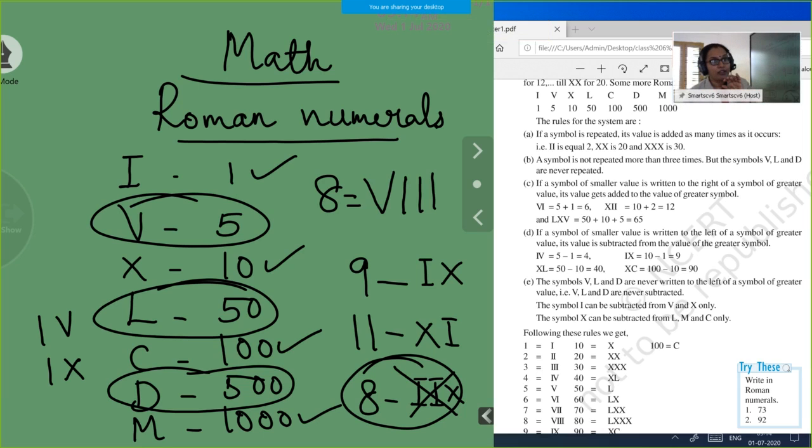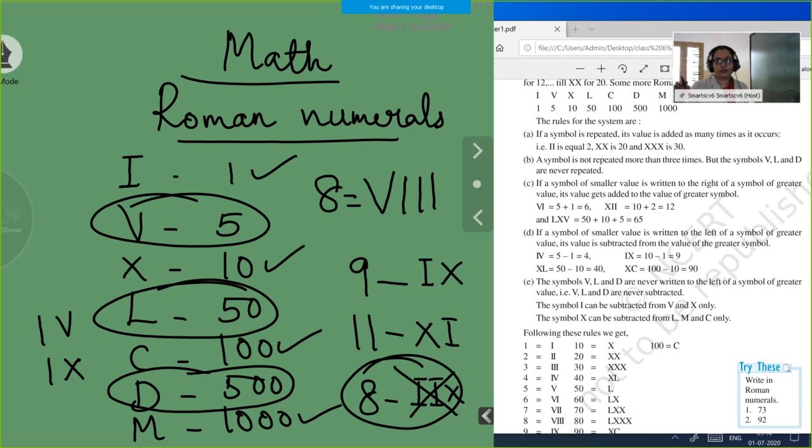But the symbols V, L, D are never repeated. If it is V, we will not repeat that one. These are the rules the Romans invented. They are using these rules, so we are learning only that much. Okay? V, L, D are never repeated.